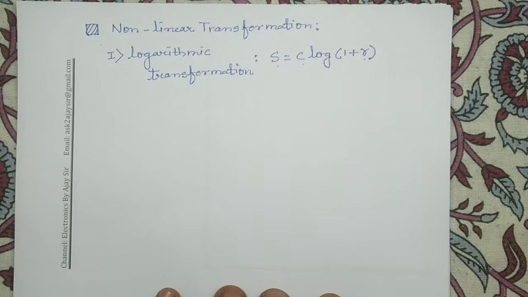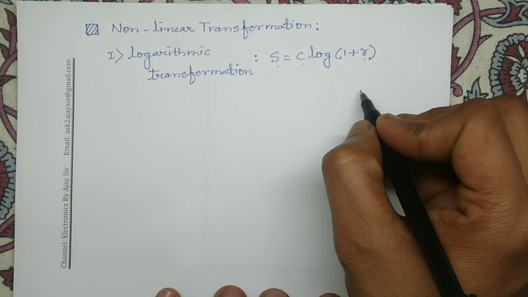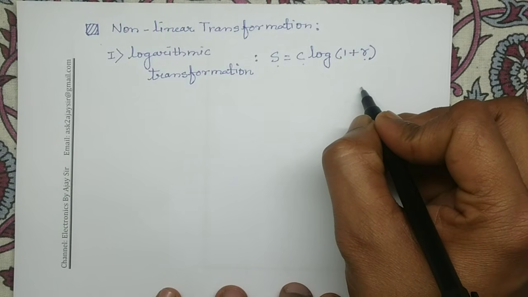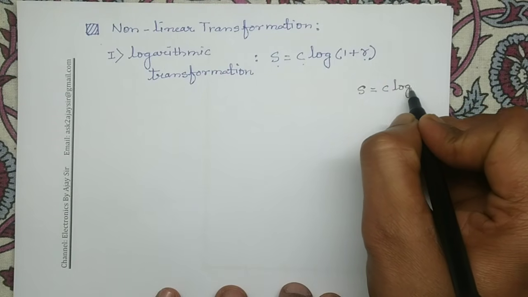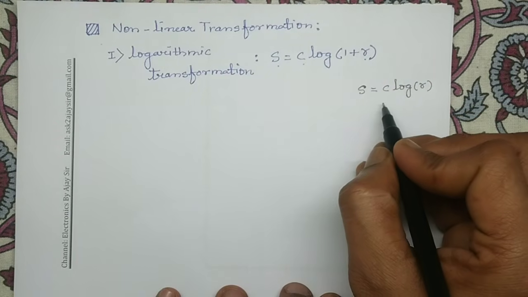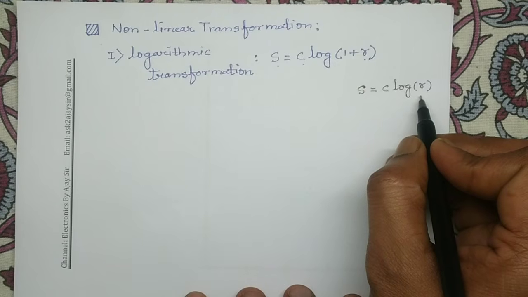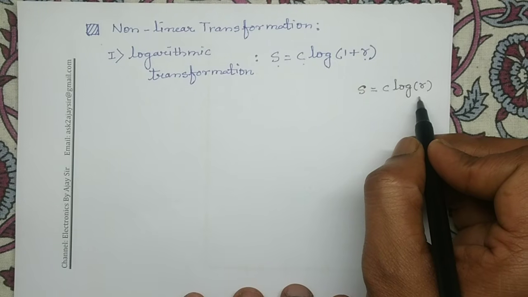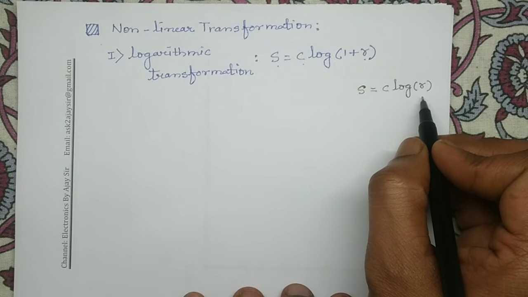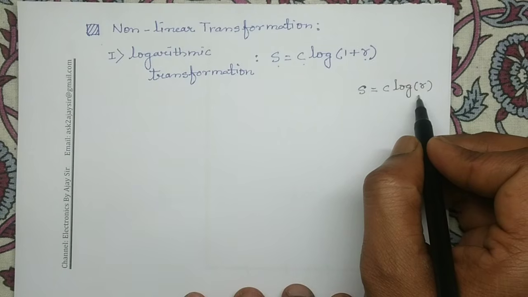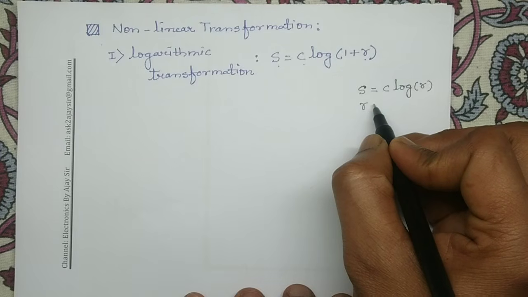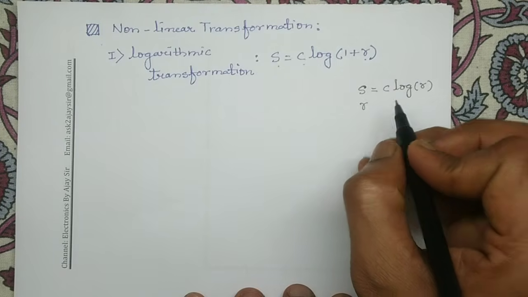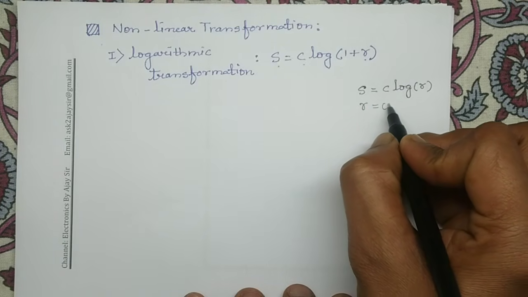The general question arises for logarithmic transformation: why don't we prefer the equation S equals C log R? Why don't we prefer this equation S equals C log R for logarithmic transformation in image enhancement? Using this equation, the problem arises when my input intensity R equals 0.